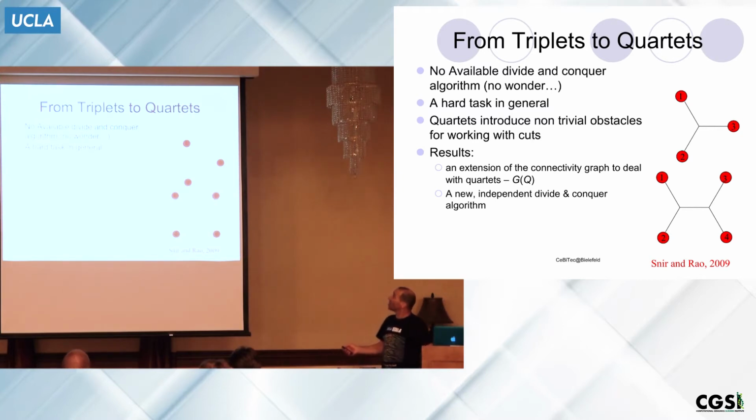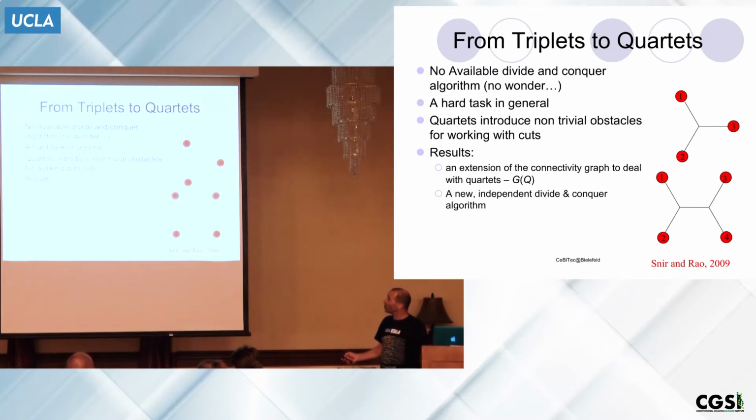This is a hard task in general, which means that even when the quartets agree, we don't know how to infer that tree. This is a tough problem. Quartets introduce non-trivial obstacles for working with cuts. I'll show you soon why it is true.